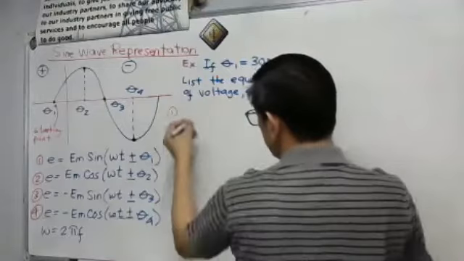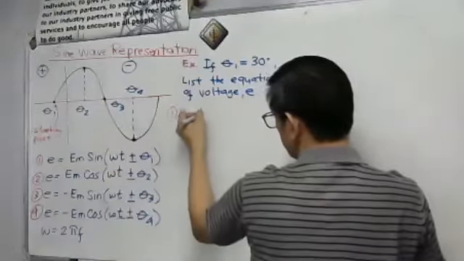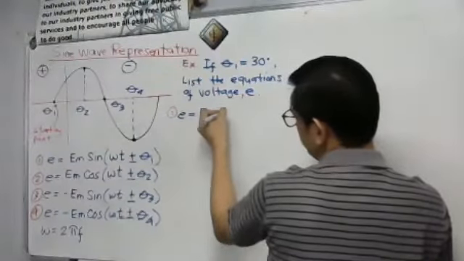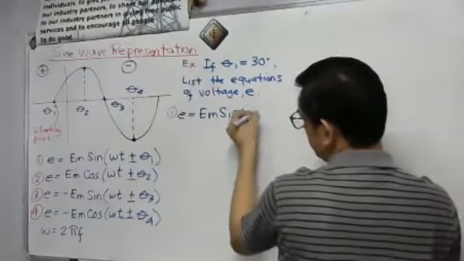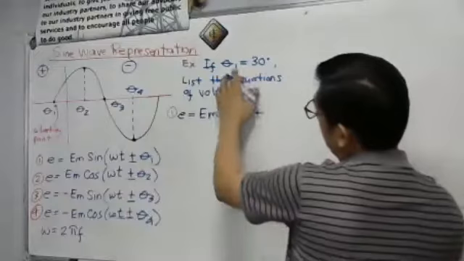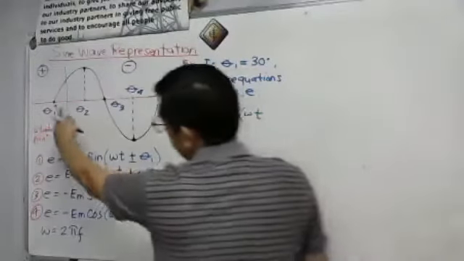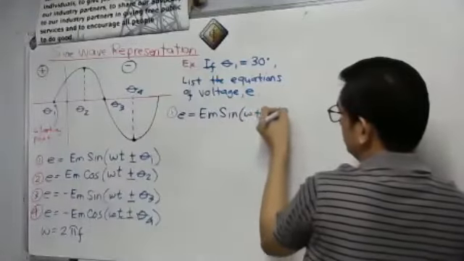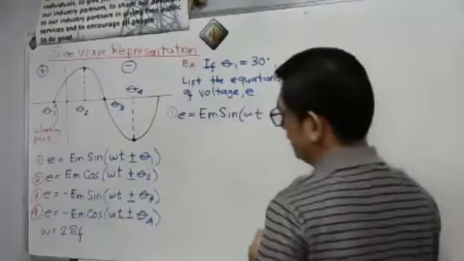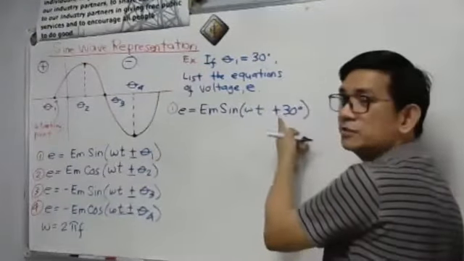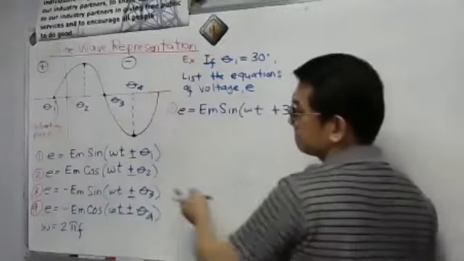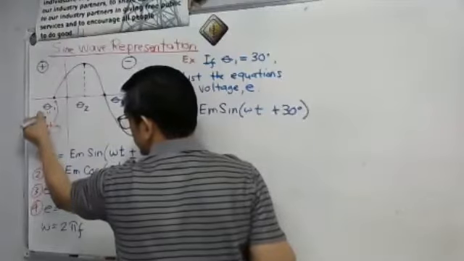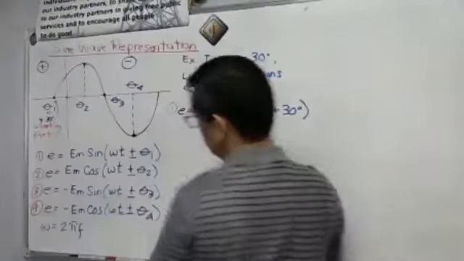So, our equation E will be equal to E sub m sine omega t, where E sub m is the maximum value. Theta 1 is positive 30 degrees, because the origin is on the left side. Actually, the positive 30 is the location of the starting point. That is positive 30 degrees. That is the location.